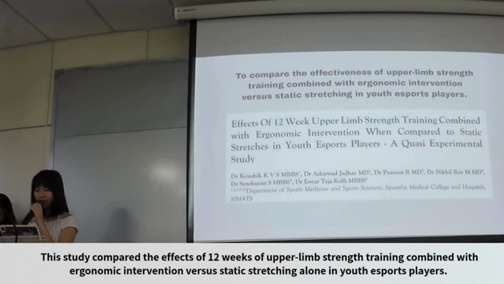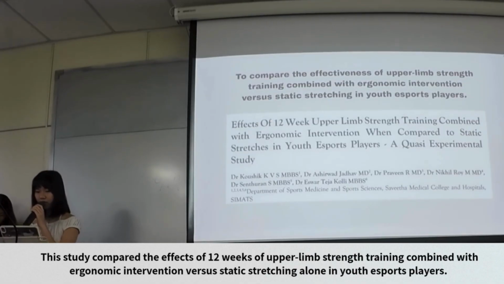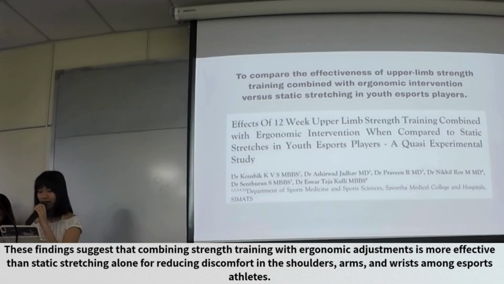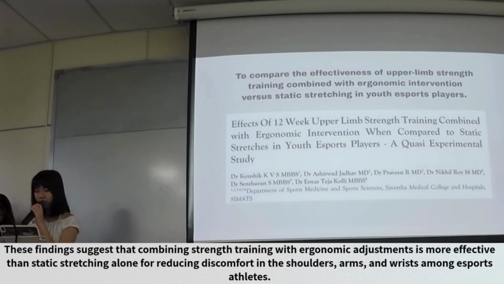This study compares the effect of 12 weeks of upper limb strength training combined with ergonomic intervention versus static training alone in young esport players. This finding suggests that combining strength training with ergonomic adjustment is more effective than static training alone for reducing discomfort in the shoulders, arms, and wrists among esport athletes.